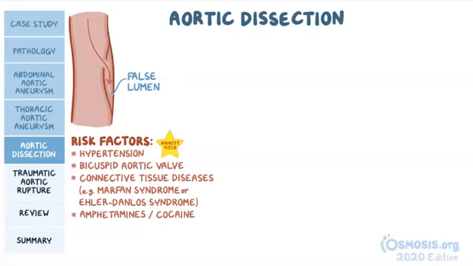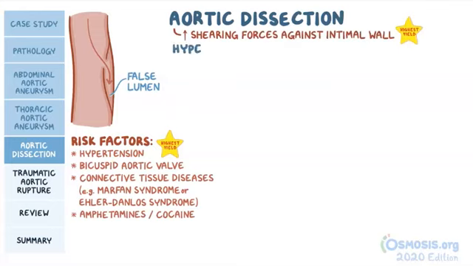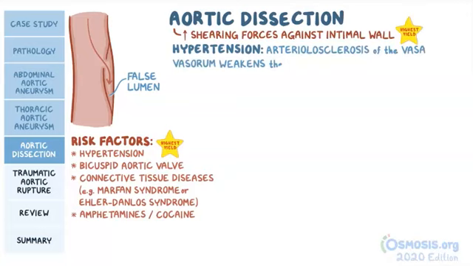An aortic dissection occurs due to the increased shearing forces against the intimal wall. Additionally, in hypertension, hyaline arteriosclerosis of the vasa vasorum weakens the aortic wall, making dissection more likely.